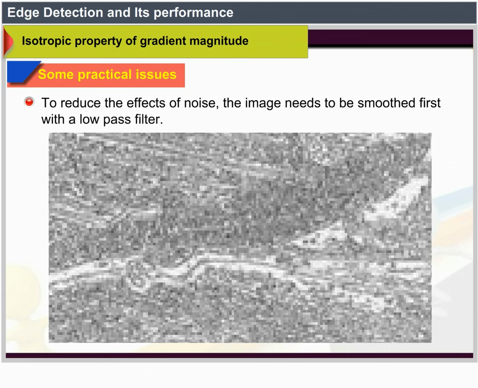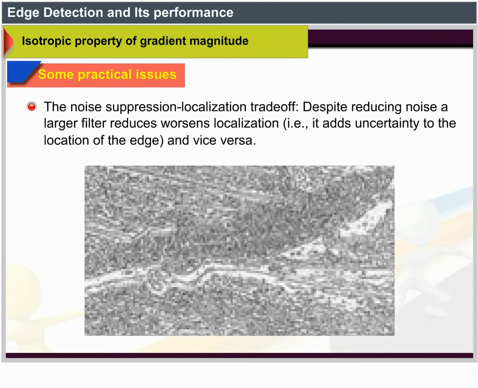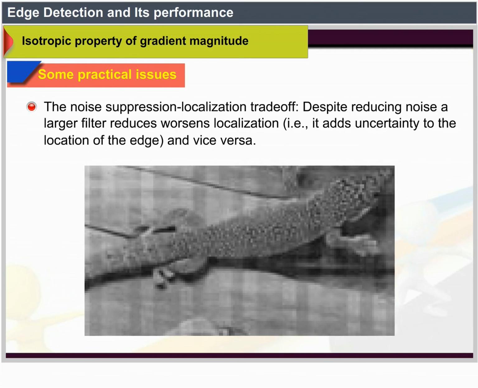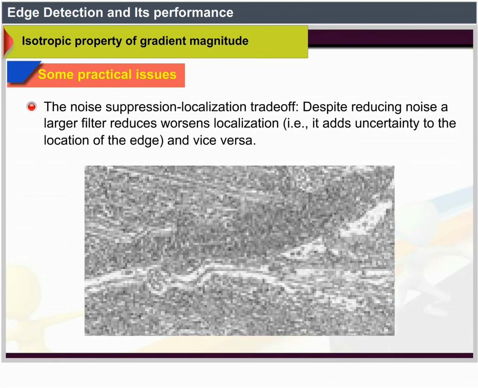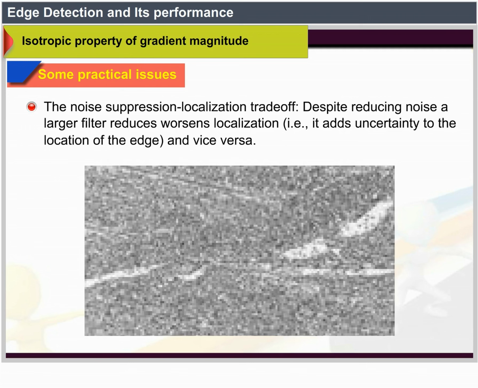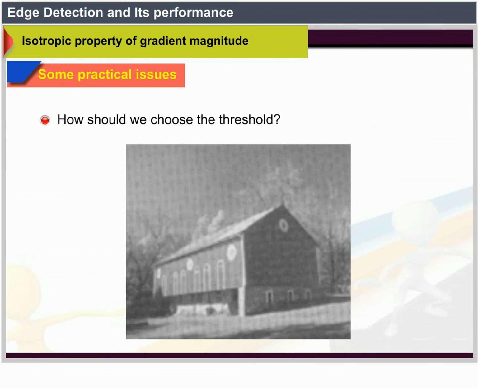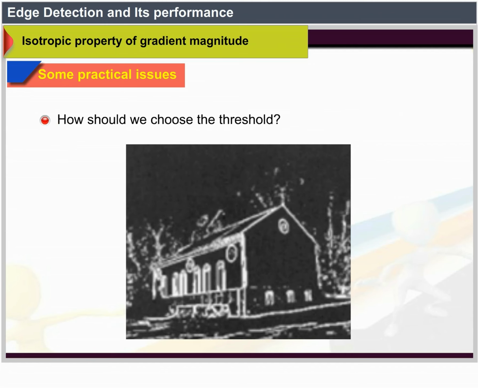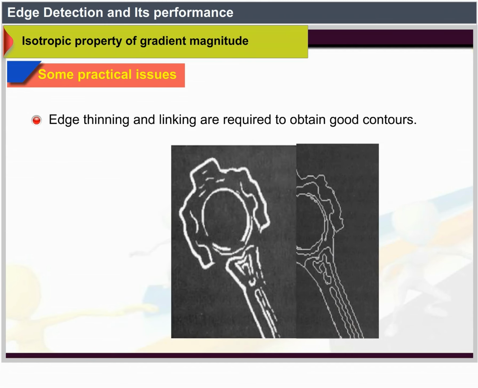The noise suppression localization trade-off. A larger filter reduces noise but worsens localization. That is, it adds uncertainty to the location of the edge, and vice versa. How should we choose the threshold? Edge thinning and linking are required to obtain good contours.